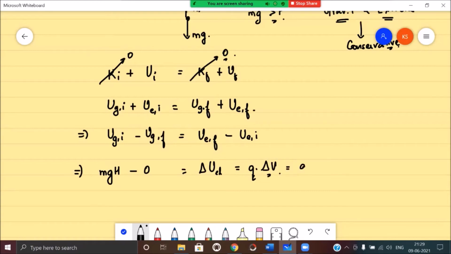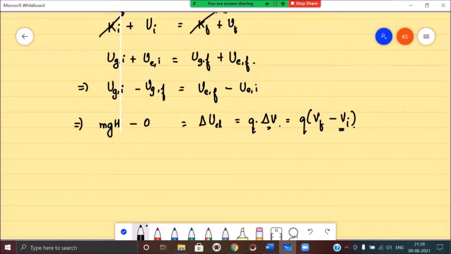So this will be equal to nothing but Q into final potential due to the disk minus initial potential due to the disk, right? And we can now use the formula for potential due to a disk. The formula can be derived as such, but let's take the formula directly.